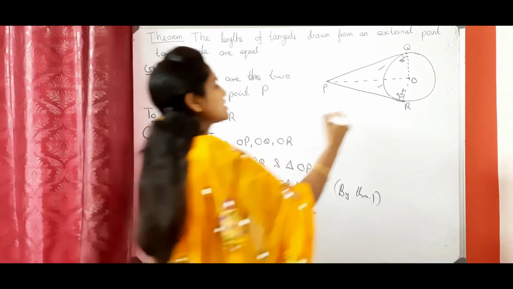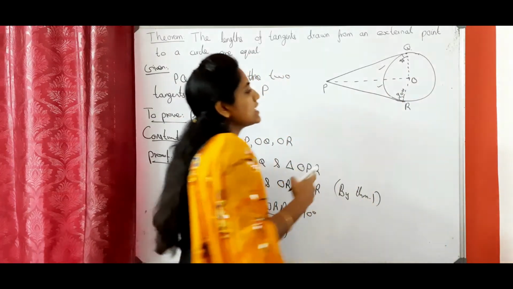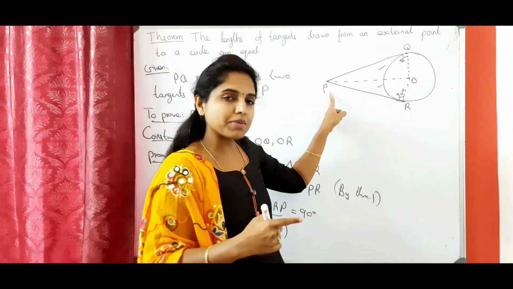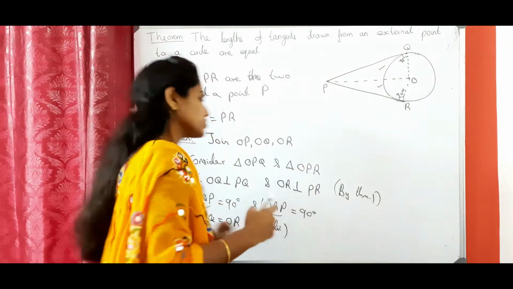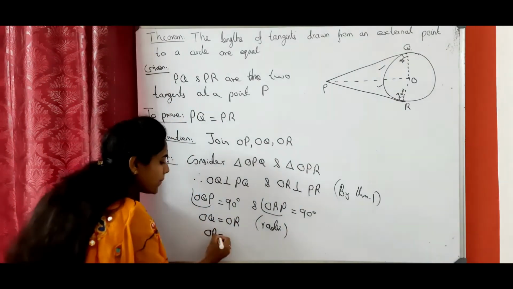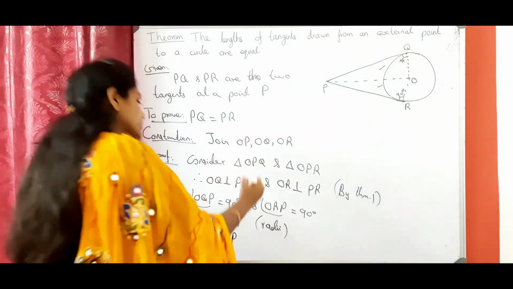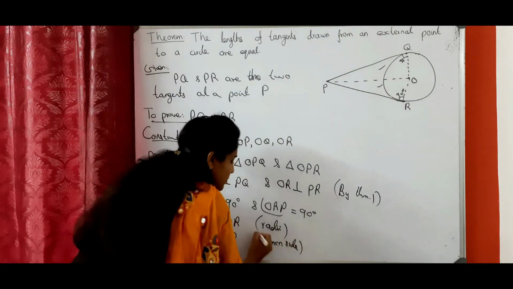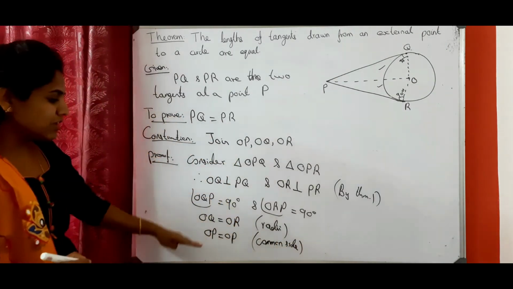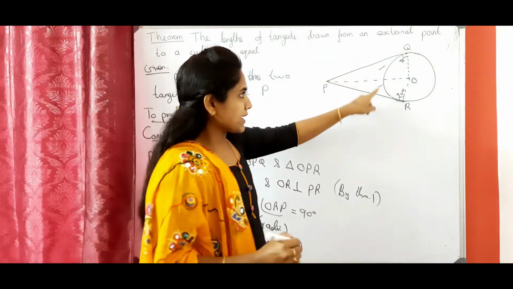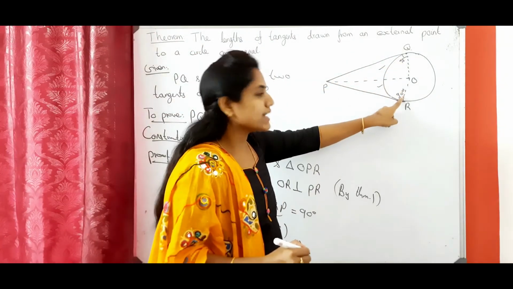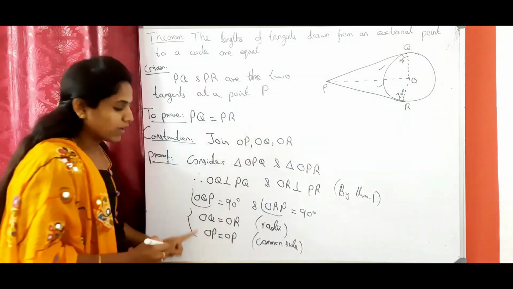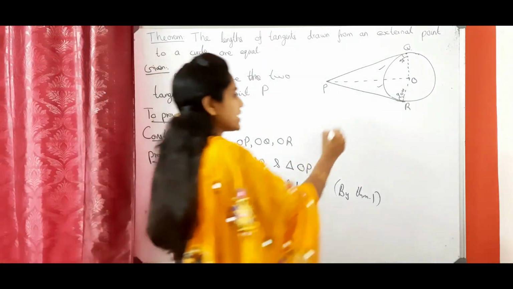And also you see OP is a common side of both triangles. So we can write OP equals OP. The reason is common side, right? So what things have we got now? In the two triangles, one corresponding angle is 90 degrees and two corresponding sides are equal.